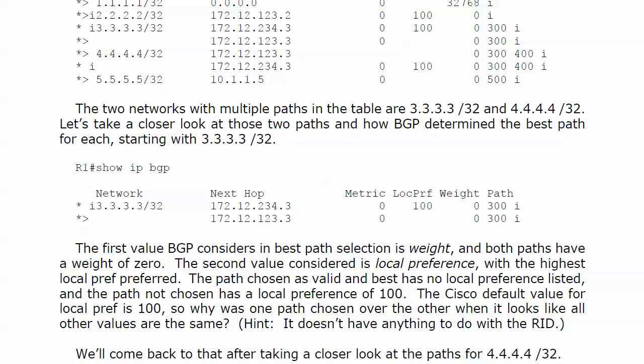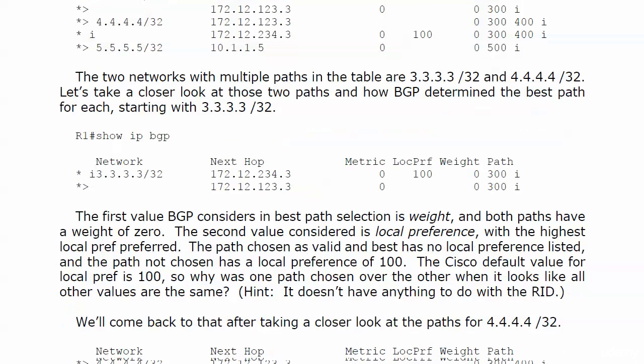We have a full section coming up on local preference in a couple of labs, and the number 100 will be burned into your brain, but I just want to introduce that now because we need to know that local preference is a tie as well. So why was one path chosen over the other when it looks like every single value is the same?